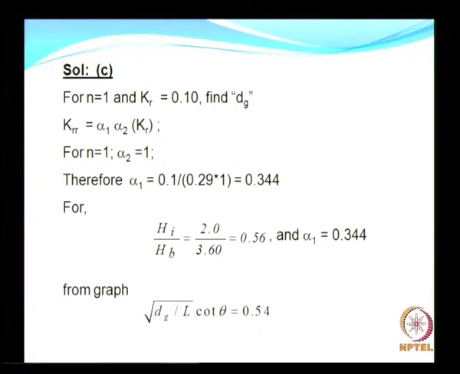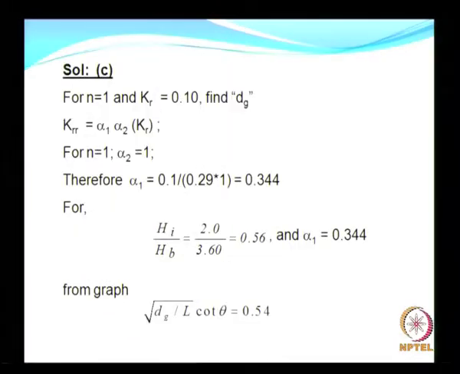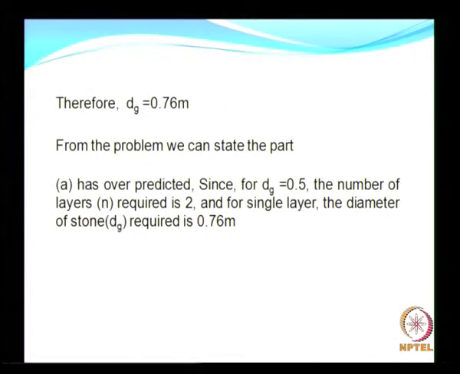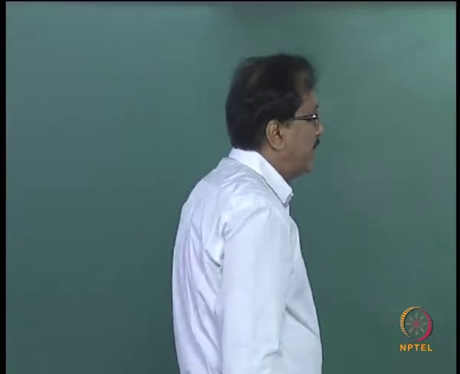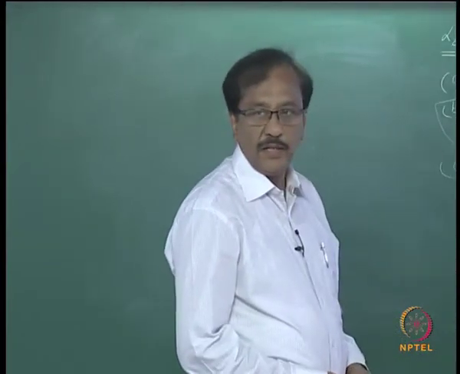But what is hi by B? So use this curve, you have determined alpha 1, you know the value of hi by B, you use this particular curve to get your value of dg by hi, which will work out to 0.54, from which you can easily arrive at the value of dg, and here dg in this case would be around 0.76 meters. Is that clear?